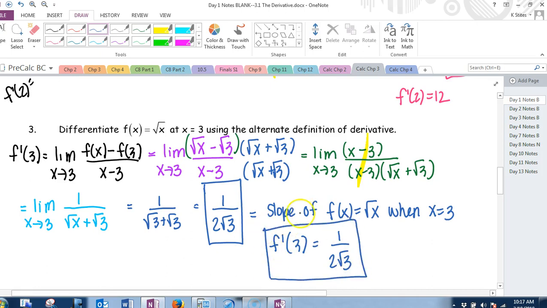And again, you don't have to write that each time. I just want to make sure you know what we're actually doing. We're still finding the slope of the curve. We just have different notation now.